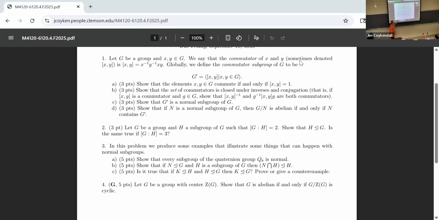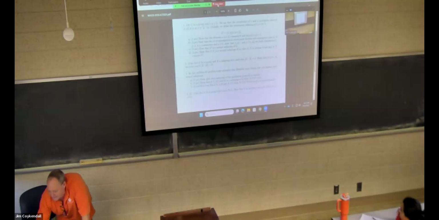And finally, the other problem, if you like, for extra credit: let G be a group with center Z(G). Show that G is abelian if and only if G mod the center of G is trivial. Now, there's some notation here you don't know yet. We'll get to this very soon. Okay, any questions thus far? All righty.